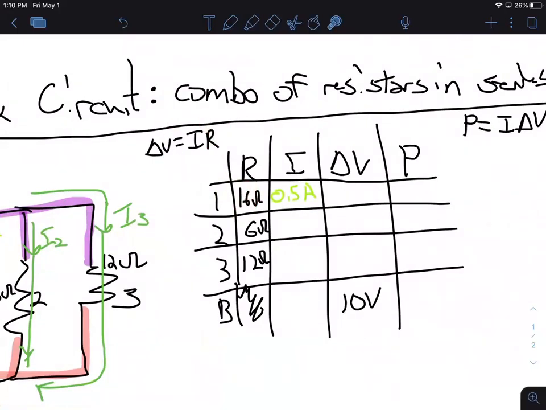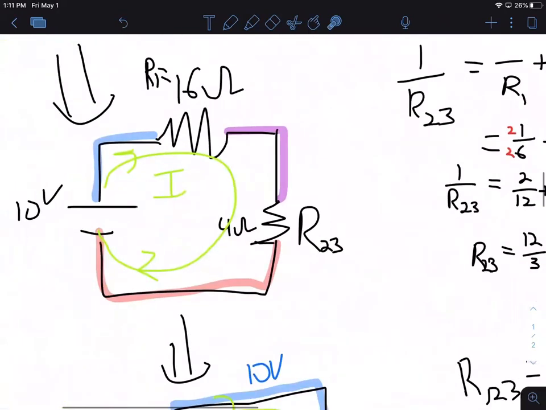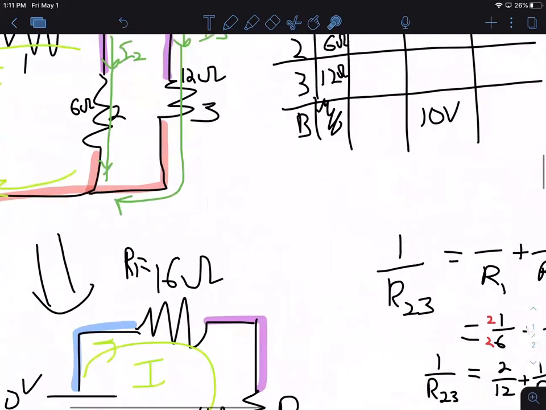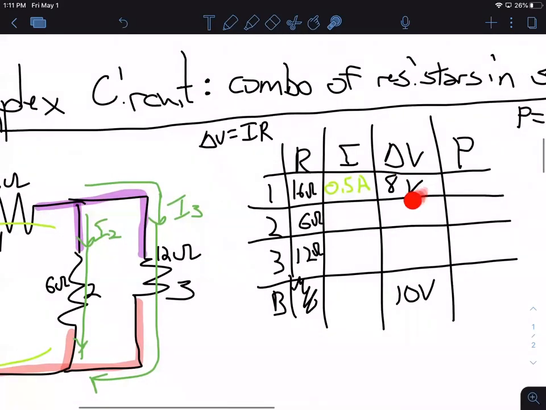16 ohms times 0.5 amps, its delta V is 8 volts. So start with 10 and take away 8. It should make sense to us that this is a pretty big proportion of 10, because when we looked here, we saw this is the bigger resistor in our more simplified circuit. Okay, 8 volts. And whenever I add something to my table, I go back to my diagram.